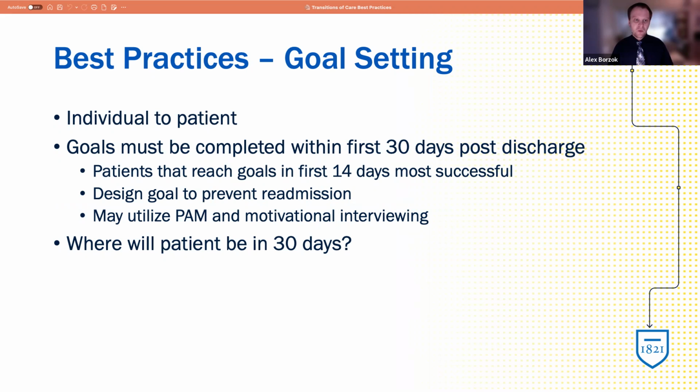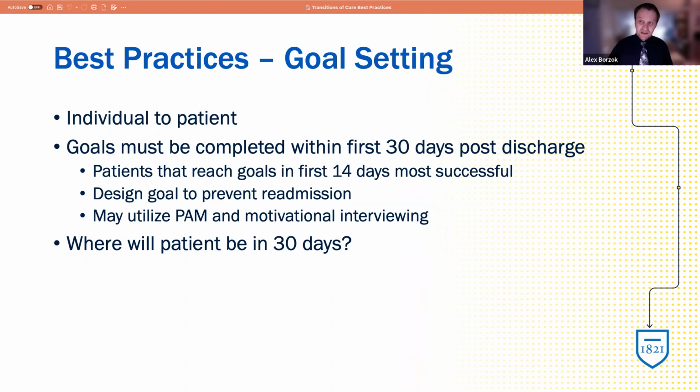One evidence-based tool that you might use is the patient activation and motivation score, and also motivational interviewing. These can be used in conjunction with your risk stratification to identify patients that are very highly motivated to participate in their care. You can also use it to identify patients that are not so motivated, and that you're going to need to spend some extra effort to get them motivated and able to participate in their care at least long enough to not get that 30-day readmission.